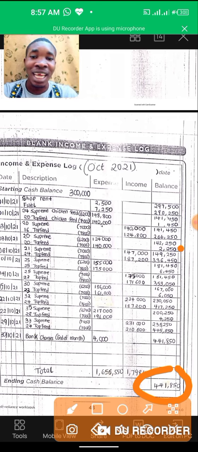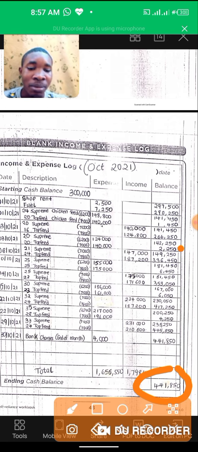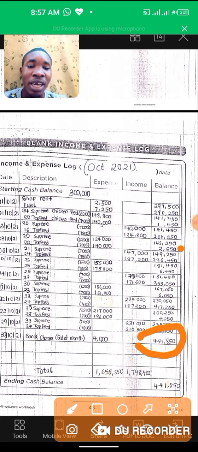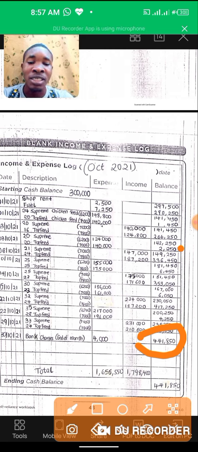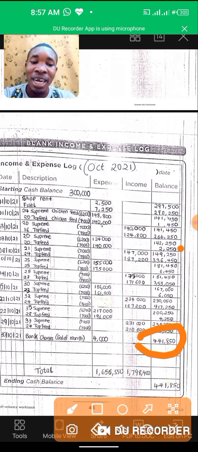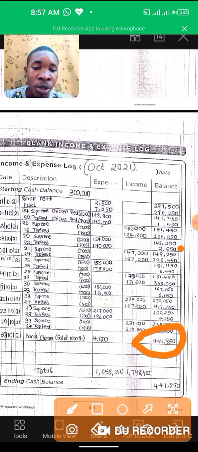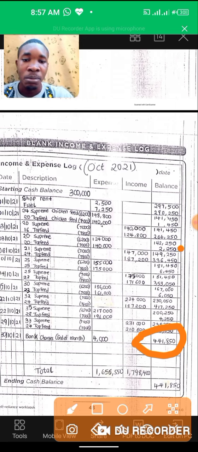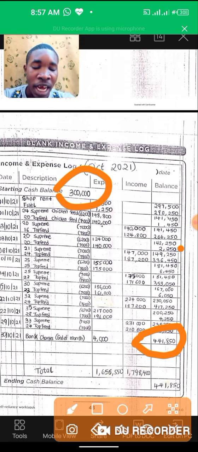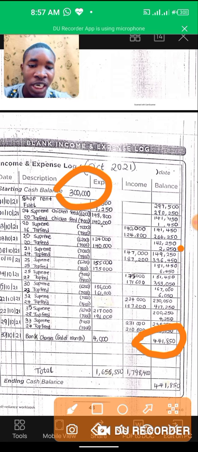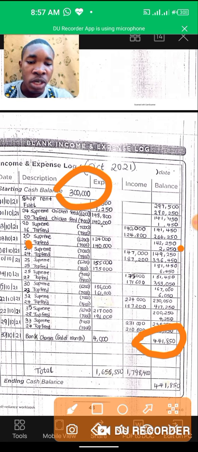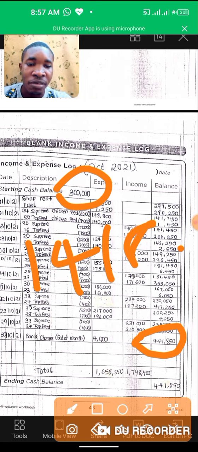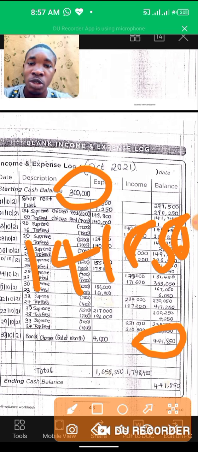See, all these things, the thing is that if you don't actually plan, imagine you did not plan. You just go all of a sudden. In your mind, you have made 441,000 naira. And some people will just go and spend this 441,000 naira, thinking that probably that's their money. But the fact is, their money that is here is only how much? It's only 141,850, because they started with 300,000 naira and they made 441,850. So their profit now is only what? It's only 141,850 naira. So if you want to plan, that is what you can plan with.